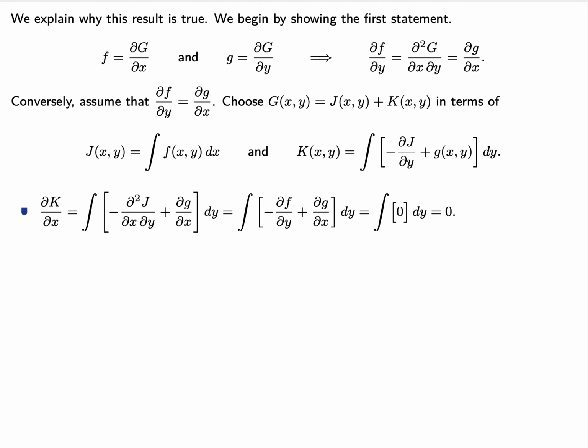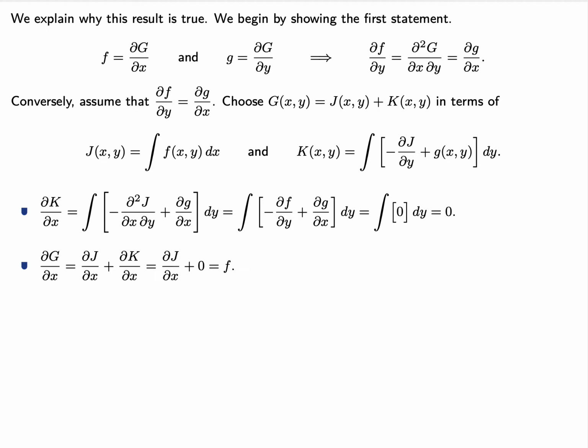First, observe that capital K is only a function of y alone. That is, if we compute the partial of capital K with respect to x, then we find an integral involving negative partial of f with respect to y plus the partial of lowercase g with respect to x, and we know that this difference here is 0, so the partial of capital K with respect to x must be 0. Hence, capital K is a function of y alone.